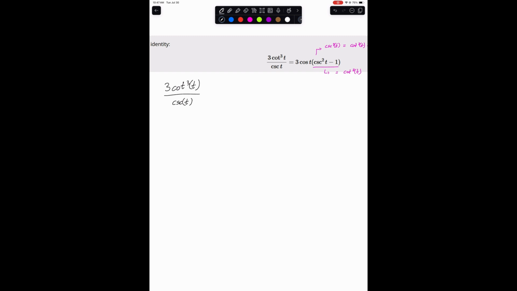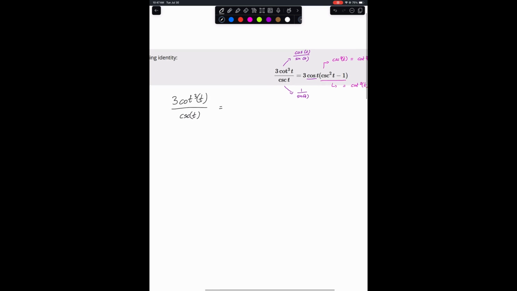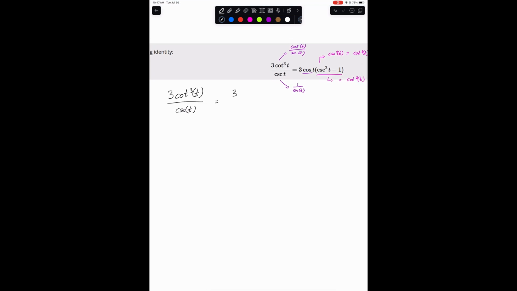Now I also note that I have a cosine here. That means at some point I need to convert my cotangent into cosine over sine. So that would be cosine of t over sine t, and my cosecant will be 1 over sine t. Okay. So my first step is to separate my cotangent into 3 times cotangent of t.